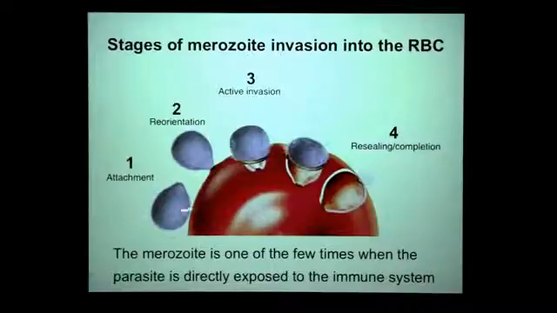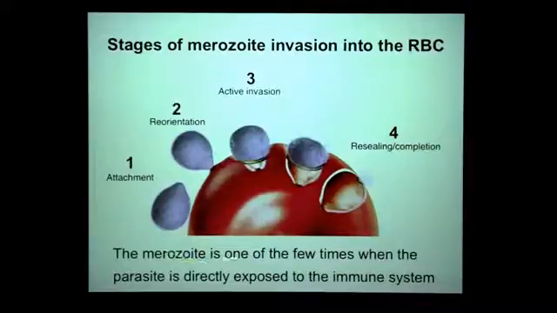It sidles up to a red blood cell, has a sort of low affinity interaction, and then it recognizes that it's a red blood cell, and forms this beautiful structure, which we don't fully understand, called a tight junction. It then starts to make its own vacuole, squeezes through, releases what we think is an immunological smoke screen of antigens which are shed off the surface, and then establishes infection.